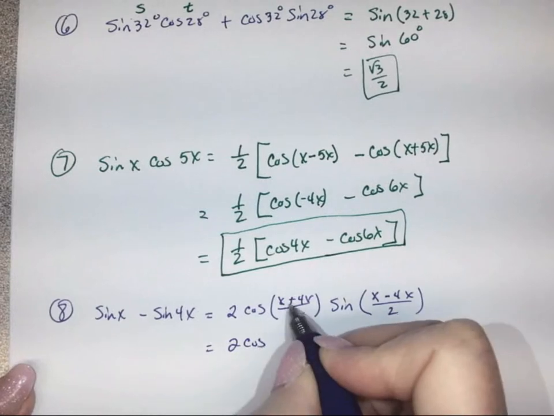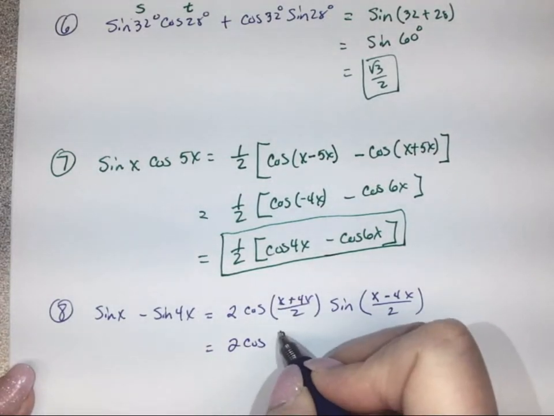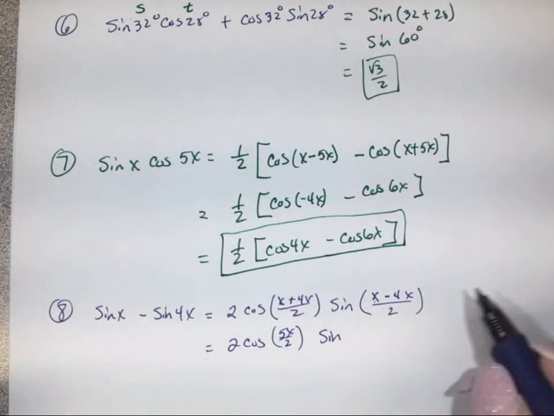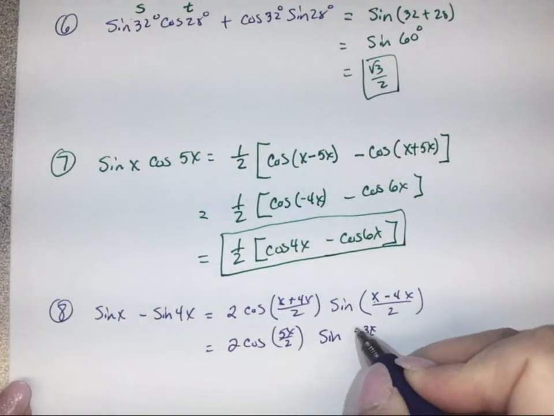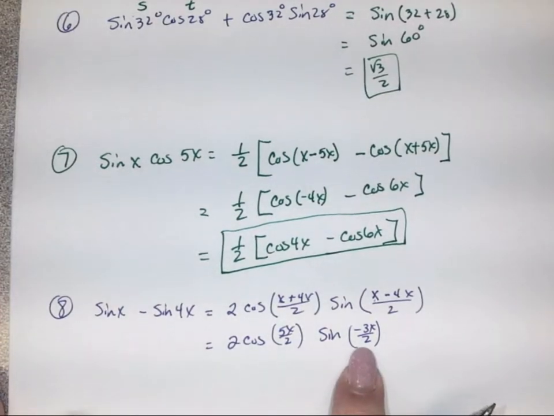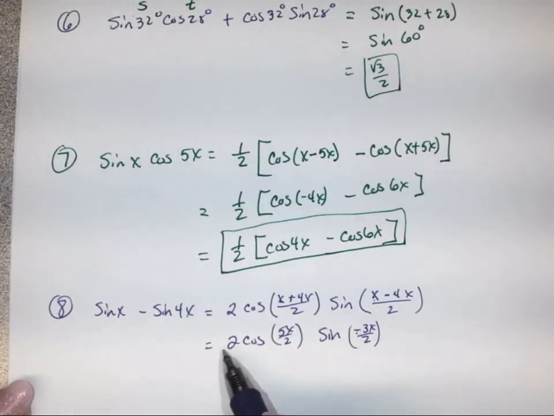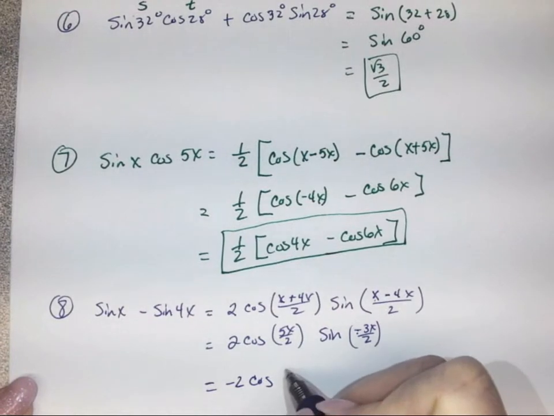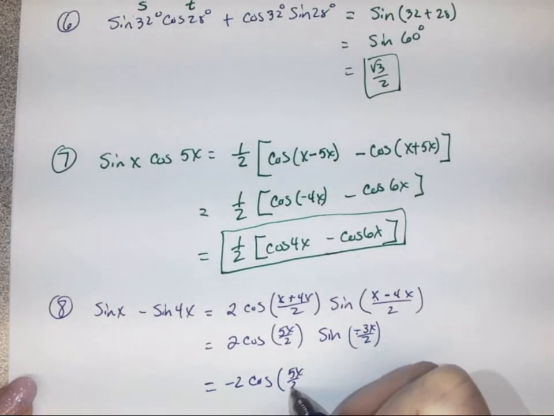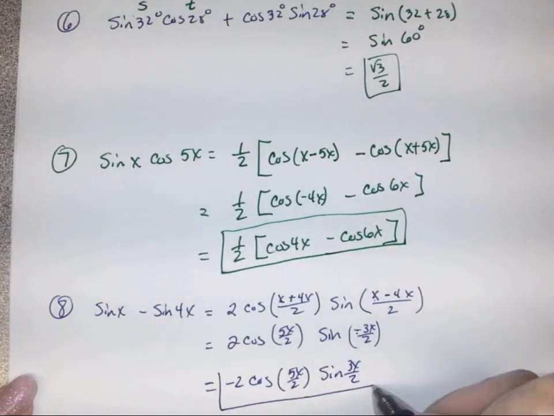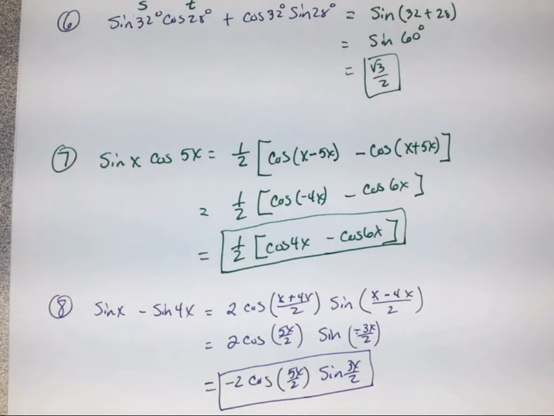So 2 cosine x plus 4x, that'll give us 5x over 2, times the sine x minus 4x, that'll get us negative 3x over 2. And we have to recall that sine is not an even function, so that negative sign is going to move forward. So this will be equal to negative 2 times the cosine of 5x over 2 times the sine of 3x over 2. And this would be your final answer, because those aren't going to reduce any further.